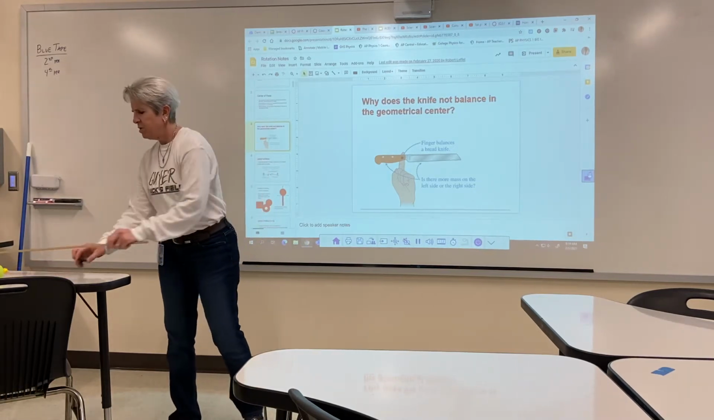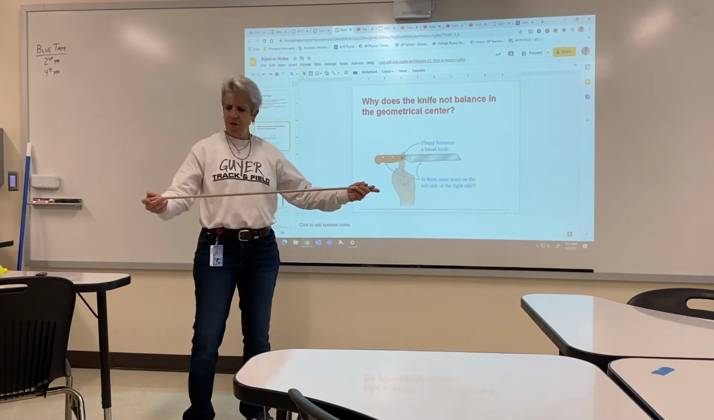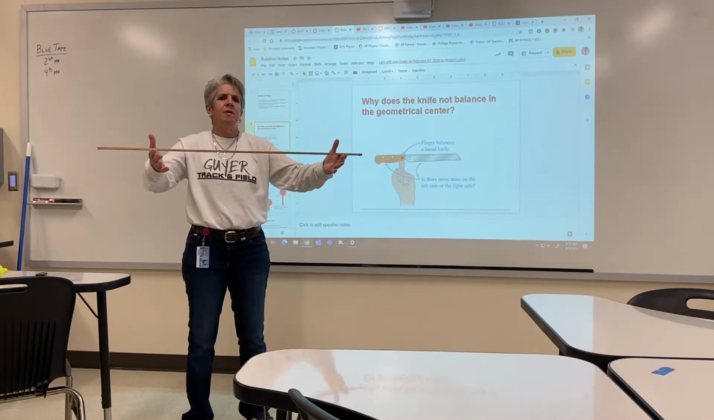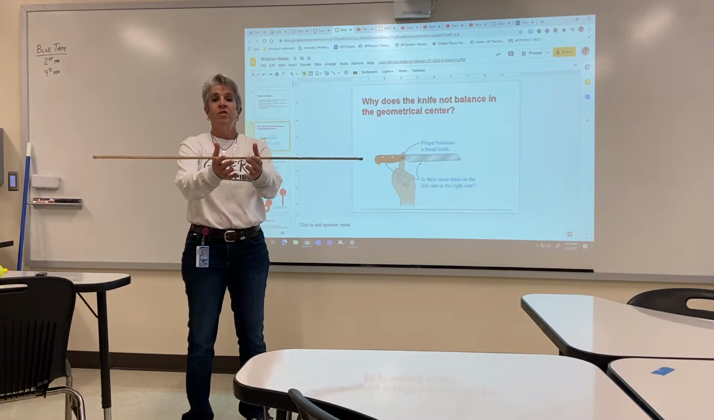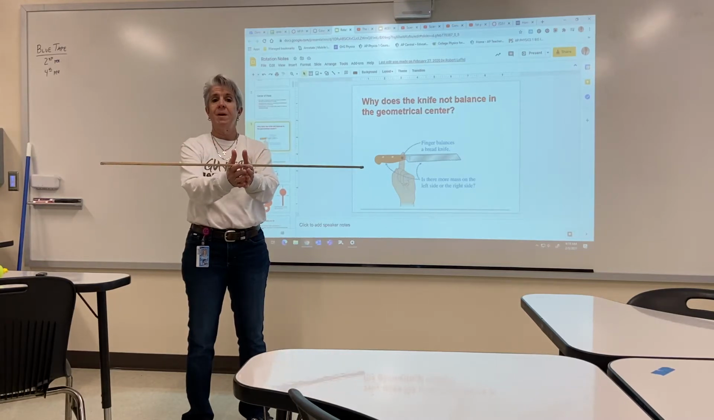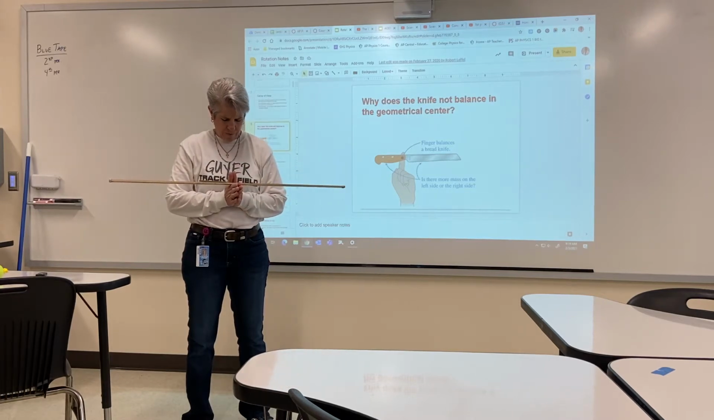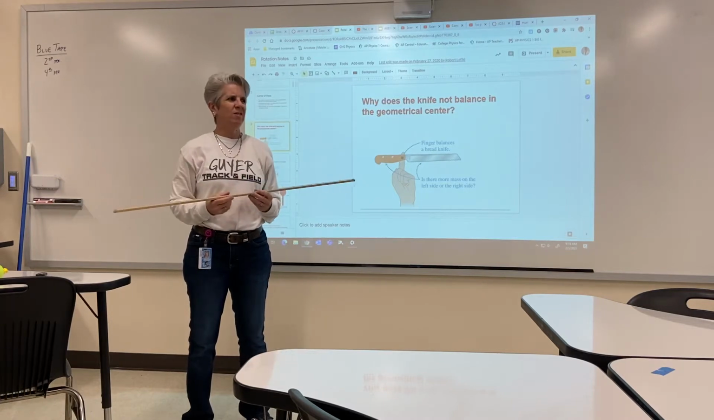If I take an object that's really symmetrical, like a meter stick, and I simply support it, and I don't even have to really look at my hands, but if I slowly bring my hands together, they'll settle in about the center of mass of this object. And so this object is supported at 49-ish centimeters.